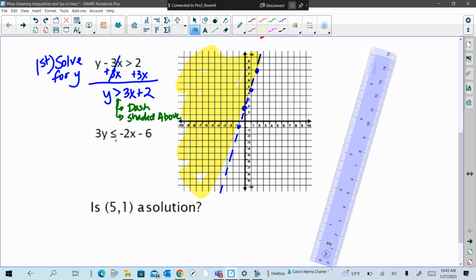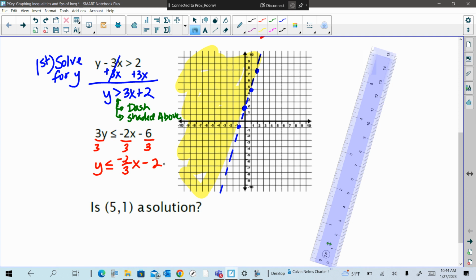Okay, so 3y is less than or equal to negative 2x minus 6. This one right here, again, it's not solved for y. Who knows what needs to be done to get it isolated? Divide by 3. Yeah, divide everything by 3. Good eye. So y is less than or equal to negative 2/3 x minus 2. That is our inequality we're graphing and shading.